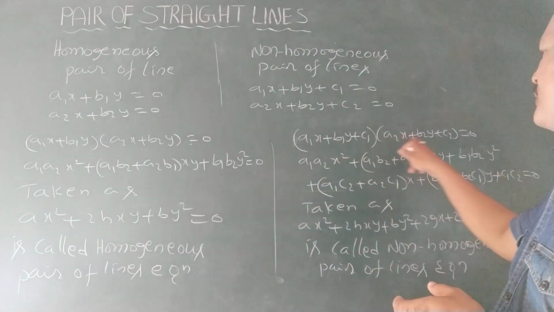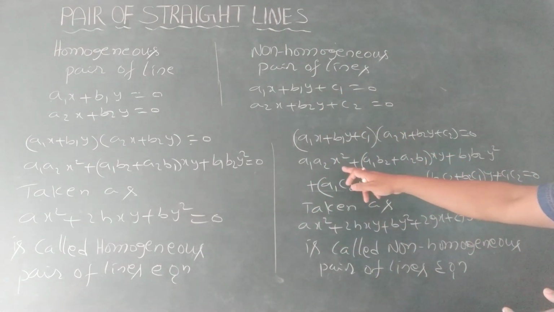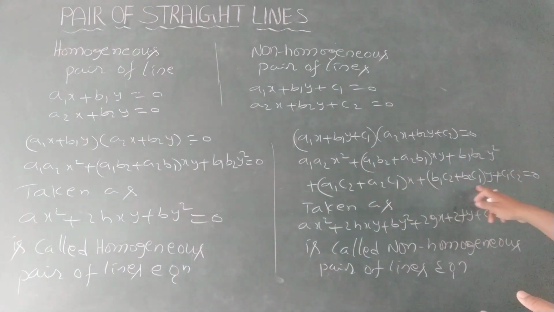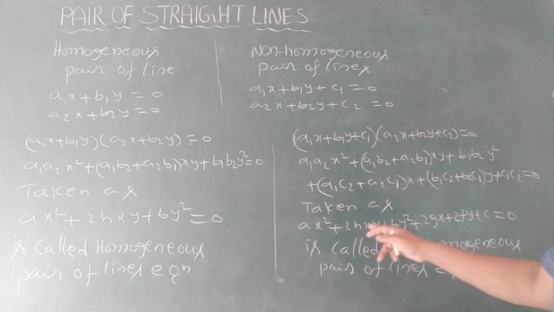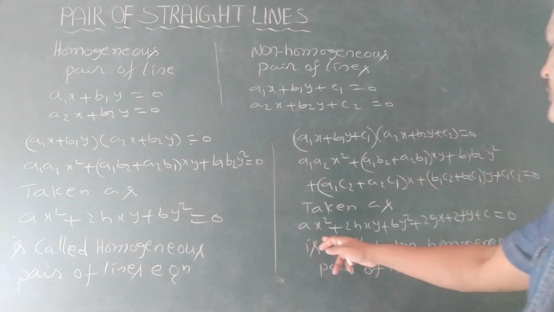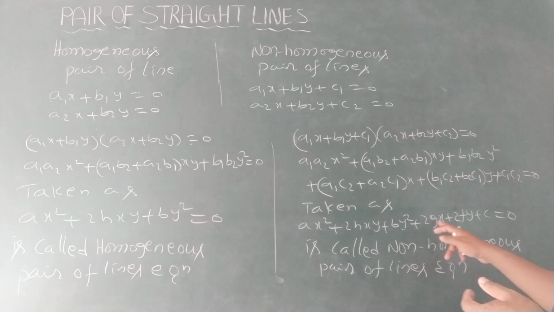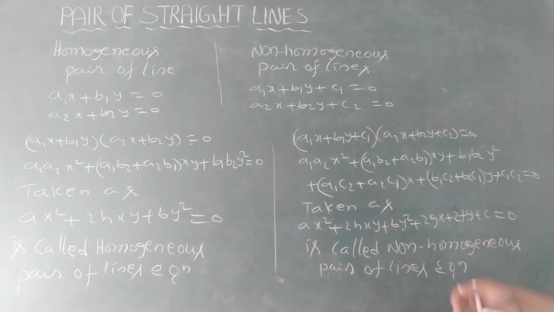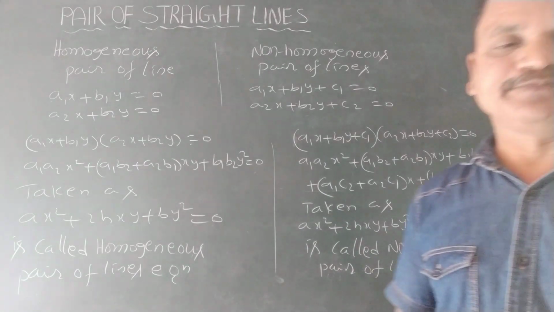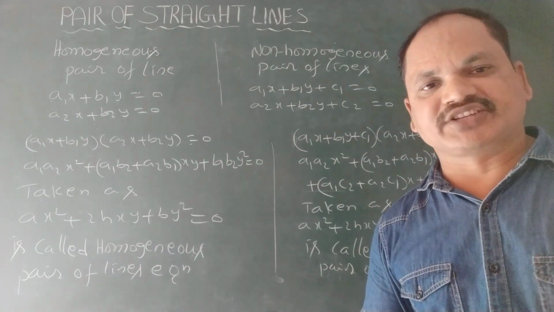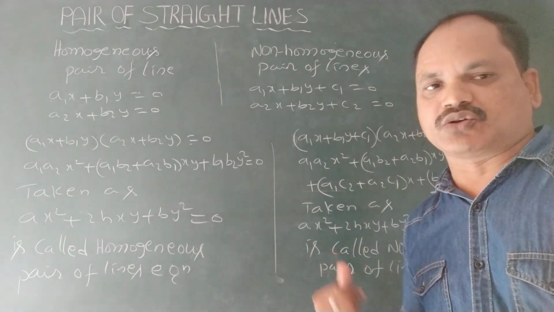Now the product of the combined equation of these two contains an x square term, an xy term, a y square term, an x term, a y term and a constant. That's why this is taken as the standard form of the non-homogeneous equation: ax square plus 2hxy plus by square plus 2gx plus 2fy plus c is equal to 0. Since it contains x square, y square, xy, x, y terms and a constant, it is a non-homogeneous equation.